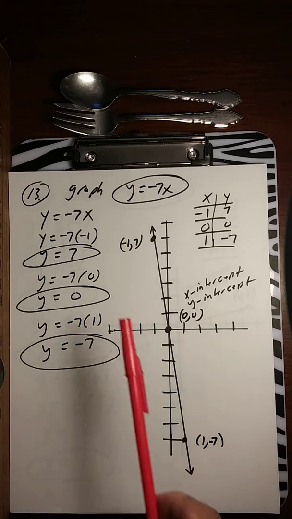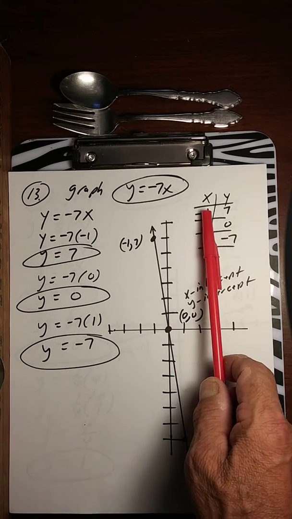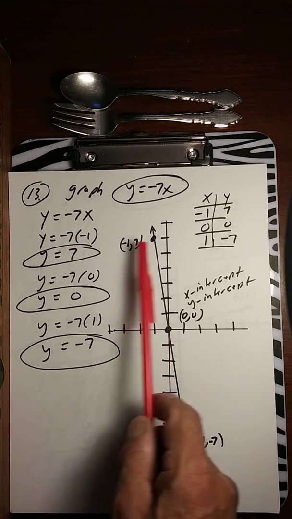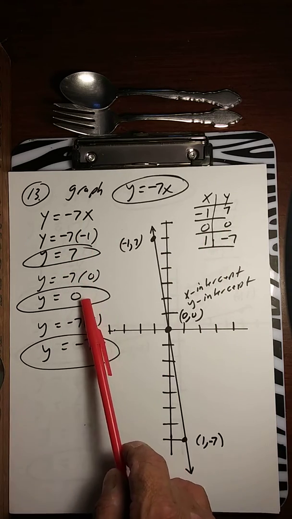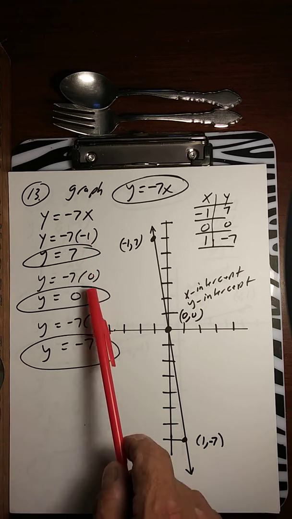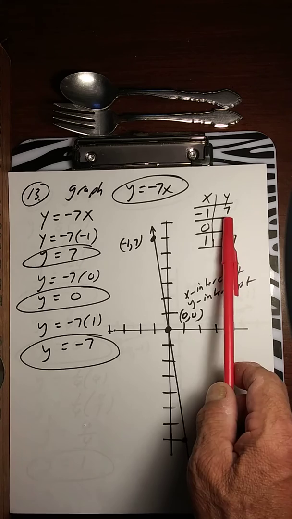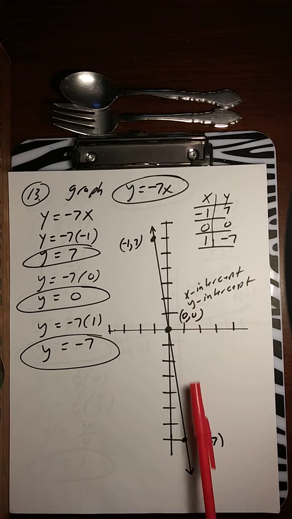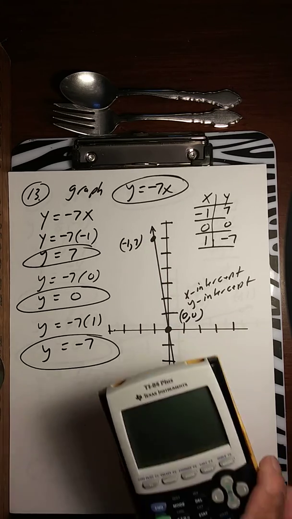This one, y equals negative 7x. Take the numbers negative 1, 0, and 1. Negative 1 in there turns out as a positive 7. 0 in there turns out as 0. 1 turns out as negative 7. So we have these 3 points. Put them in there: negative 1, 7; 0, 0; and 1, negative 7. And then connect the dots. Or you can use a calculator if you have one.